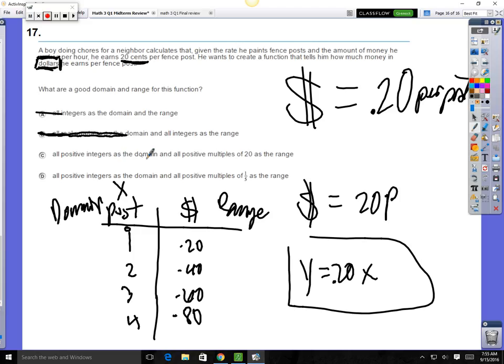All positives as the domain, and all positive multiples of 20 as the range. Okay, I like that. D, all positive integers as the domain, and all positive multiples of 1/5 as the range. Okay, these two are really good. C and D are really good. It's going to be D, only because they want dollars. And 1/5 is 0.20. That's 20 cents right there. 20 cents is 1/5 of a dollar.